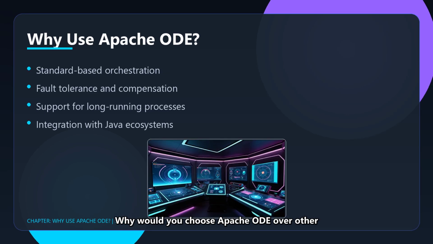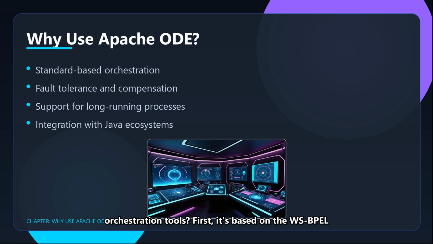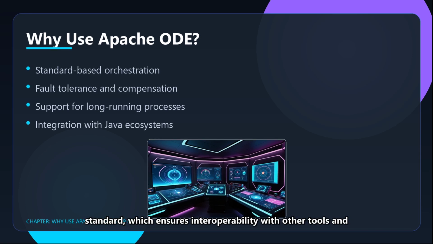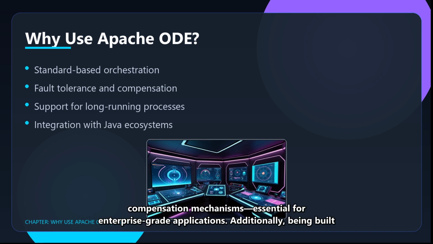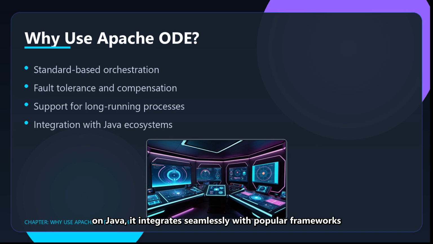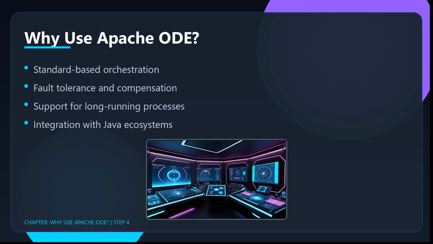Why would you choose Apache ODE over other orchestration tools? First, it's based on the WS-BPEL standard, which ensures interoperability with other tools and platforms. It supports long-running processes, fault tolerance, and compensation mechanisms, essential for enterprise-grade applications. Additionally, being built on Java, it integrates seamlessly with popular frameworks like Apache Axis 2 and Tomcat.